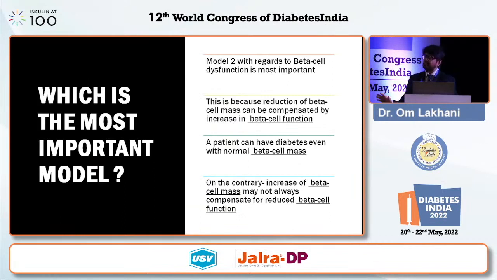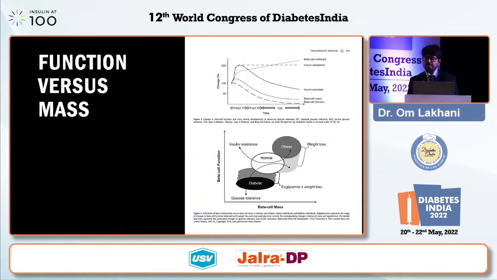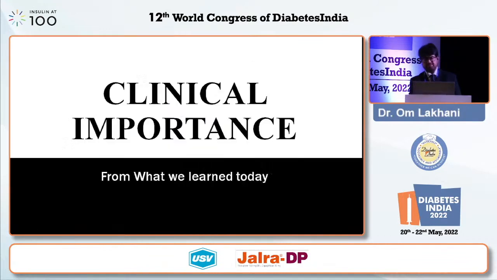So of all these three models, the most important model is actually model 2, the beta cell dysfunction, because at this point of time, that is the one which we can really treat and we can really help. Okay, so we had this debate on function versus mass, and at this point of time, there is nothing much we can do about the poor beta cell mass, but we can do a lot about the beta cell function, and that is what we are really looking at in terms of emerging treatment.